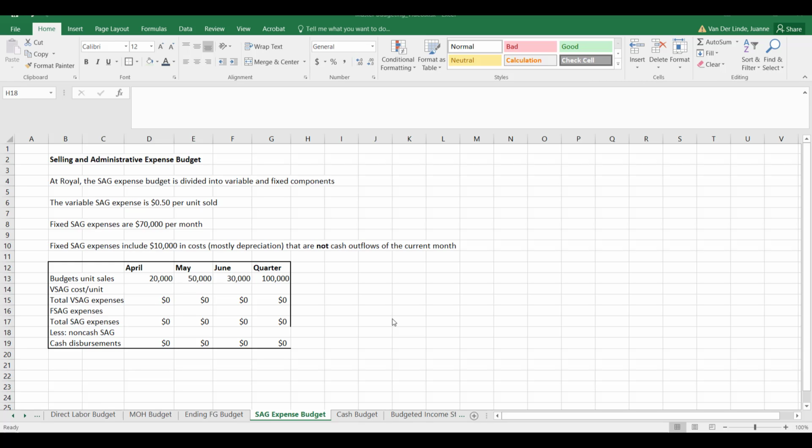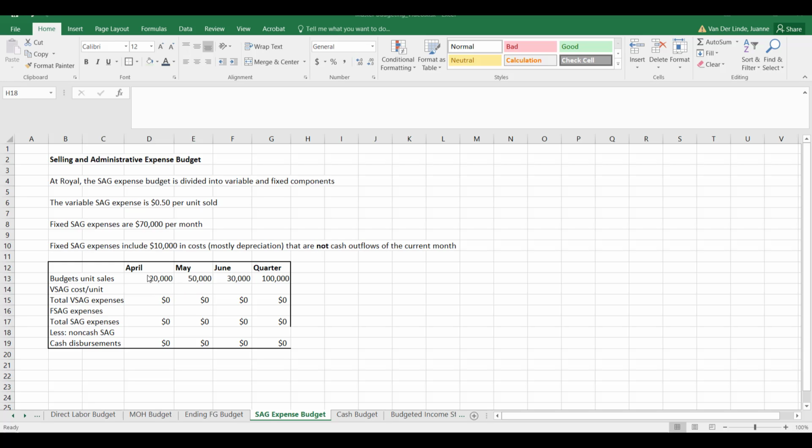All right, next is the selling and administrative expense budget. So here it says that at Royal Company, the SAG expense budget is divided into variable and fixed components. The variable SAG expense is 50 cents per unit sold. Fixed SAG expenses are $70,000 per month, and fixed SAG expenses include $10,000 in costs, mostly depreciation, that are not cash outflows of the current month.